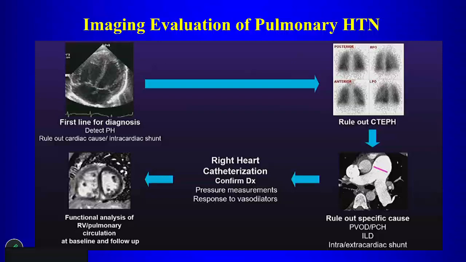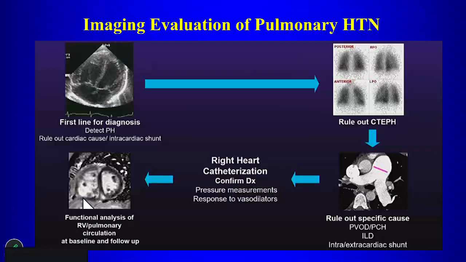To rule out other causes, if we're looking for lung disease or other things, you might even rule out chronic thromboembolic disease with CT, PE protocol, right? Look at the pulmonary arteries. And then if we still suspect pulmonary hypertension, right heart catheterization, where they actually directly measure the pressures to confirm. And then they'll also give vasodilators to see what they can measure the pulmonary vascular resistance also.